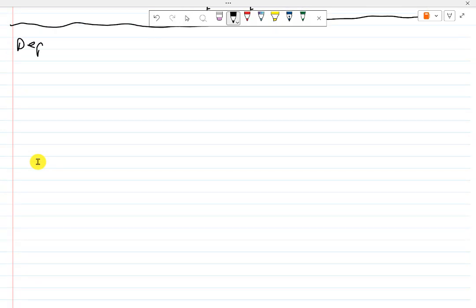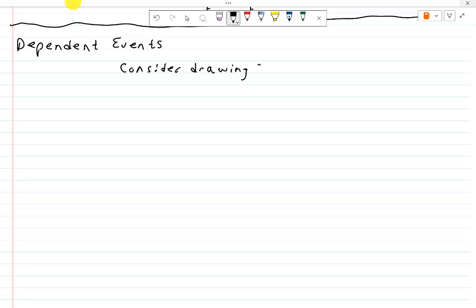Dependent events. The easiest way is to show this with drawing a card from a deck. So consider drawing 2 cards. All right, so let's take a look at independent versus dependent. So if we draw 2 cards, let's take a look at the independent case.